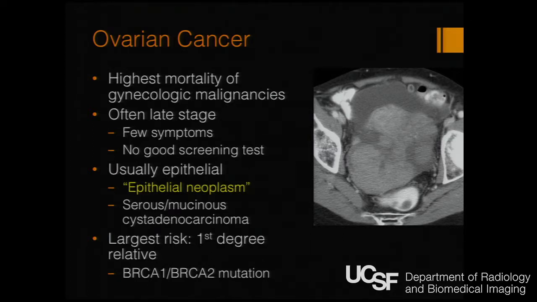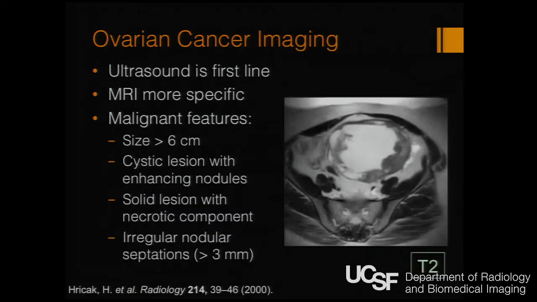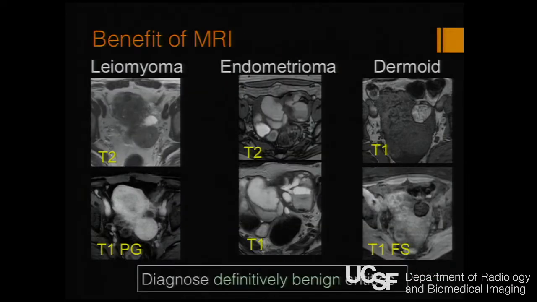And one thing to just keep in mind is really, we'll talk about some features which are more malignant and some are less malignant, but it's very difficult by imaging to tell if a tumor is going to be benign, if it's going to be borderline, or it's going to be malignant. So many times we just use the term neoplasm unless we can be more definitive. So in terms of malignant features, things that have been described as large size, large nodules, necrotic component, irregular nodular septations. But again, these are not really specific. They just really help you say this is more likely to be malignant, but the identification has to be on surgery.